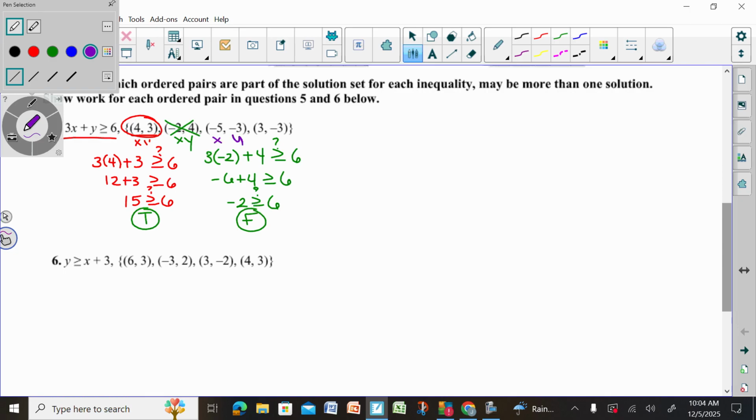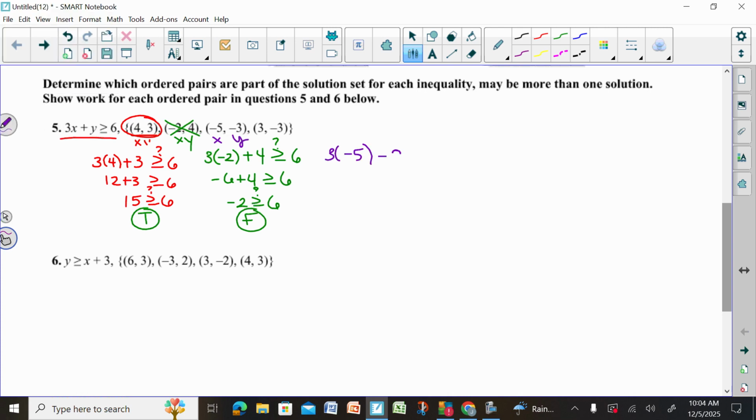So -5, -3. I'm just going to show my work over here. 3 times -5 minus 3, because plus a negative, is that greater than or equal to 6? So when I do that calculation, 3 times -5 is -15, minus 3. I get -18 greater than or equal to 6. That's false, right? You can put the little line through it saying not true, or you can put false. But in the end, it's not a solution, so it would not show up in the shaded region if we were to graph that inequality.